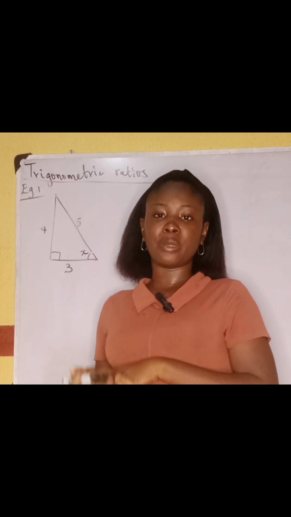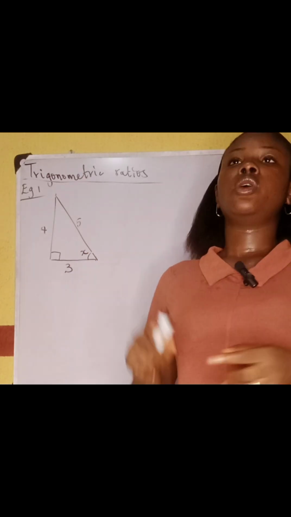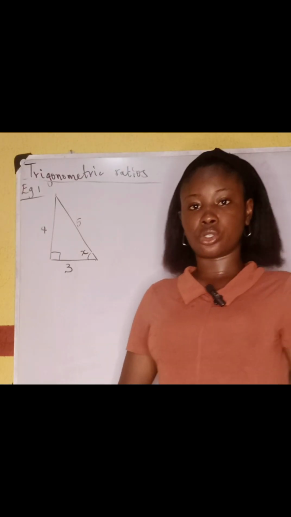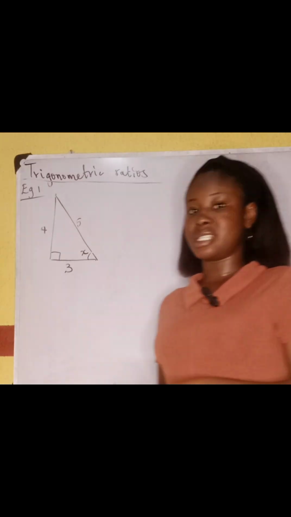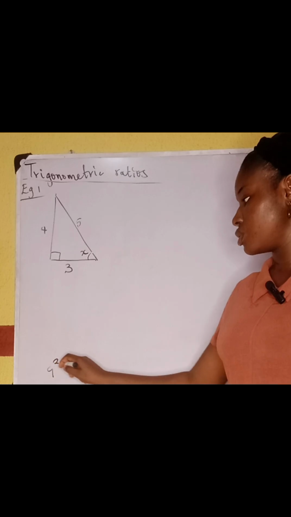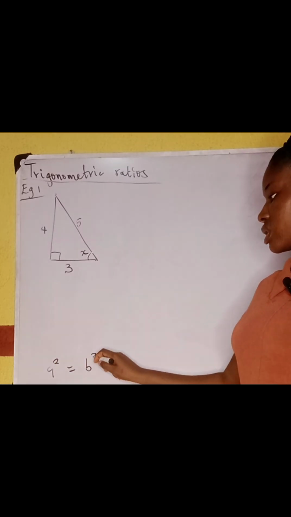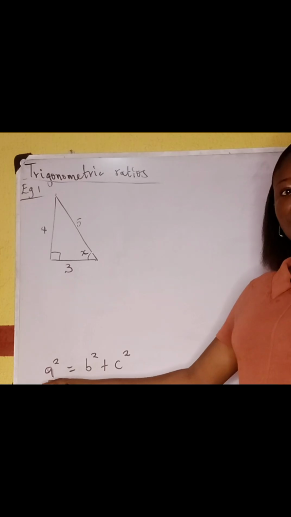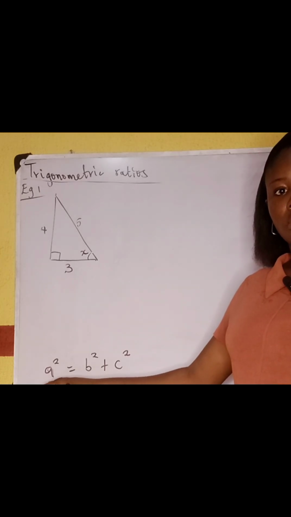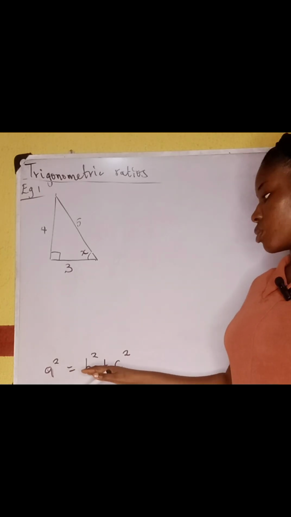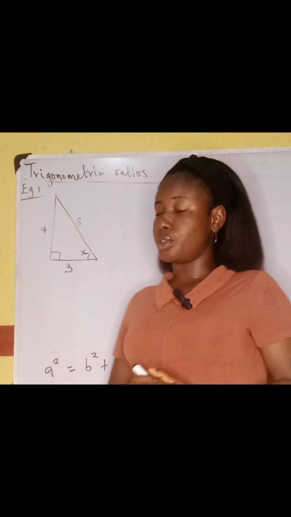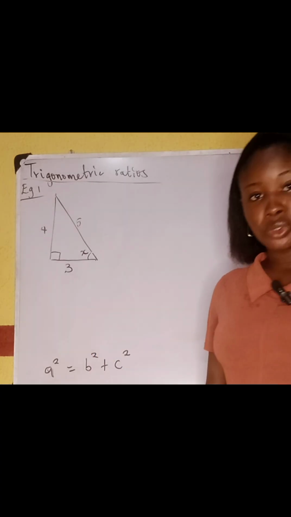Whenever you are solving problems on right angle triangle, you can either use Pythagoras theorem or your trigonometric ratios. Your Pythagoras theorem is saying that the square of your hypotenuse is equal to the sum of the squares of the other two sides. That's our Pythagoras theorem. Then we also have our trig ratios.